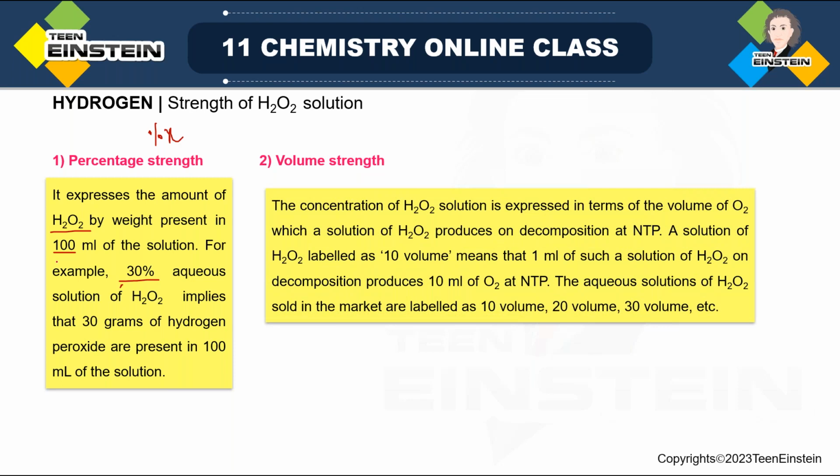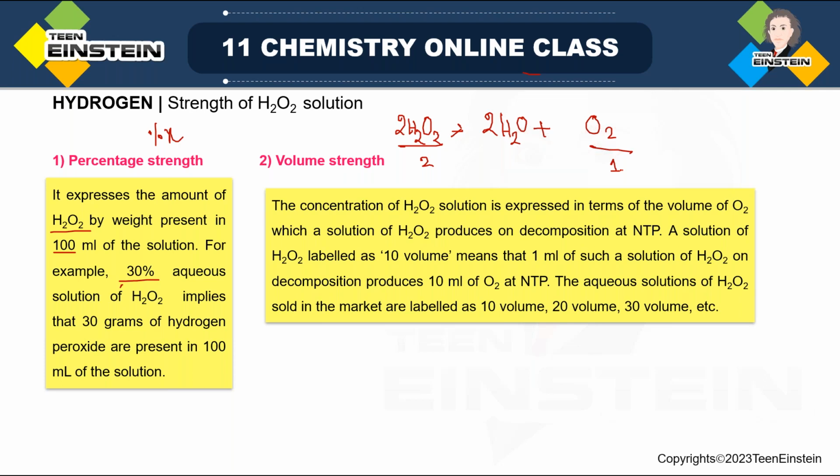But the more common way by which it is expressed is volume strength. The concentration of H2O2 solution is expressed in terms of volume of O2. Remember the equation? You have already seen it. Again, I am writing it. 2H2O2, when decomposed, gives 2 water molecules and 1 O2. That means from 2 moles of H2O2, you are getting 1 mole of oxygen gas.